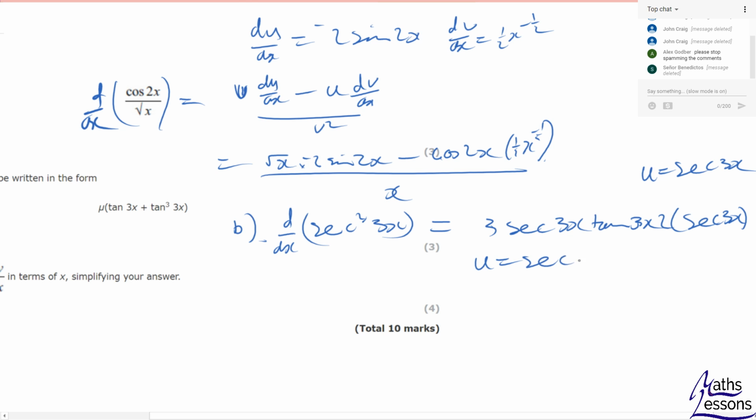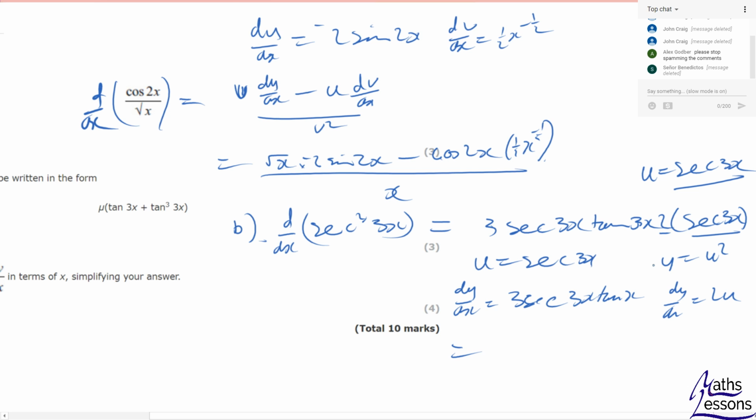You've got u equals sec 3x, du by dx equals 3 sec 3x tan 3x. And if we were to let y equal u squared, then we get dy by du equal to 2u. And the u was sec 3x, and that's where that 2 and that u came from. So therefore, if we times this all out, we'll get 6 sec squared 3x, because there's a sec 3x and a sec 3x there, times tan 3x.